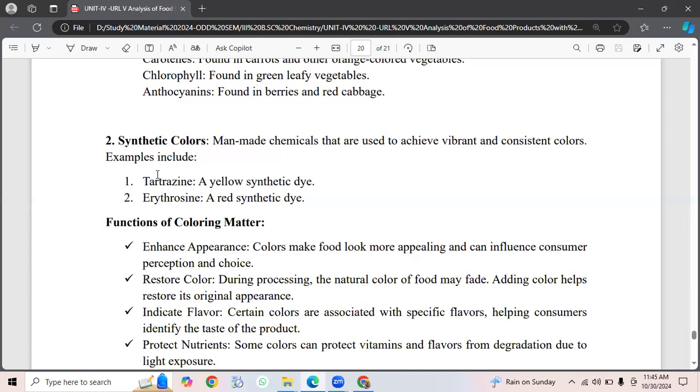The second type of coloring is synthetic colors, that is, man-made chemicals that are used to achieve vibrant and consistent colors in the food. For example, tartrazine and erythrosine are the two main synthetic colors added. Tartrazine is a yellow synthetic dye. Erythrosine is a red synthetic dye.